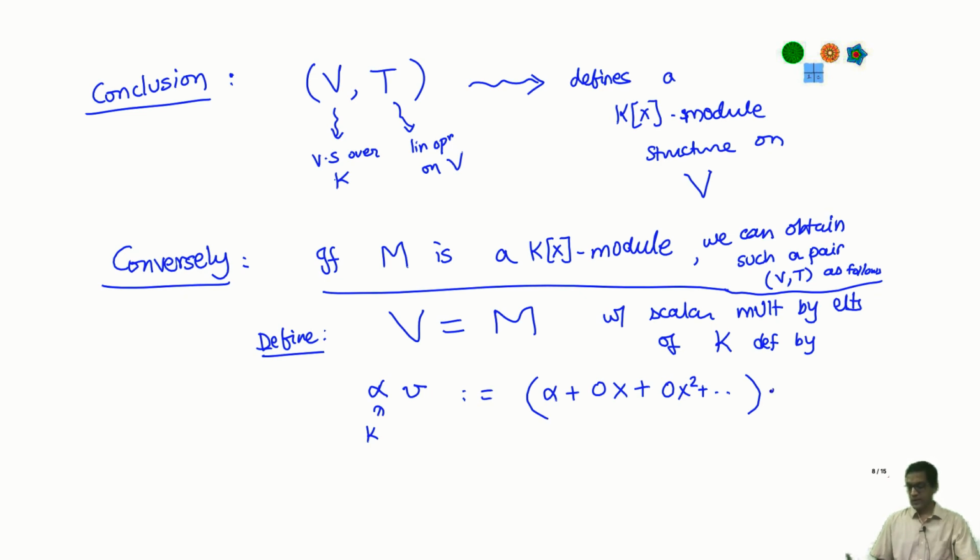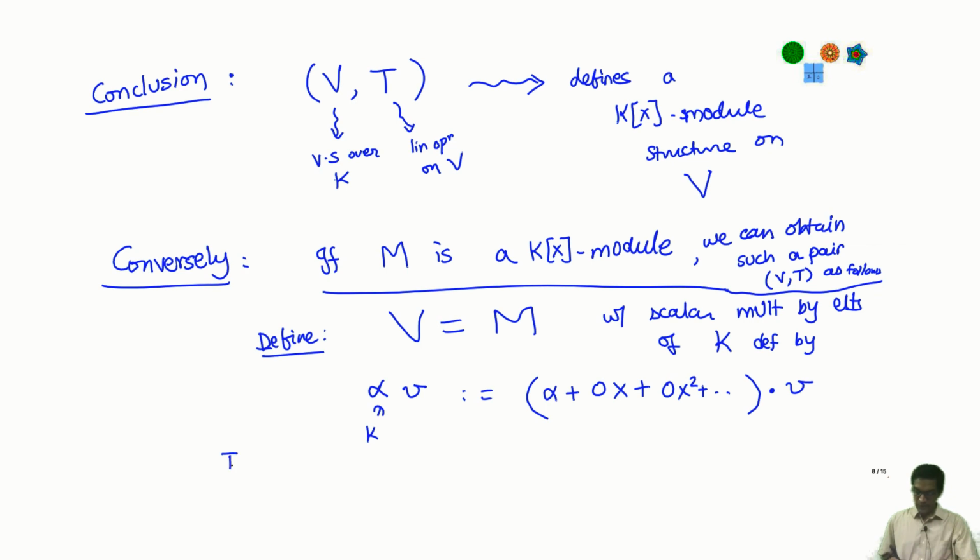So take that constant polynomial and act on v. What do you mean by act on v? I am after all given that M is a K[x] module, so I am given an action of K[x] on M. In particular, I am given an action of all the constant polynomials. So define the action of the scalar alpha on v as just the action of the constant polynomial alpha on v. That's my definition.